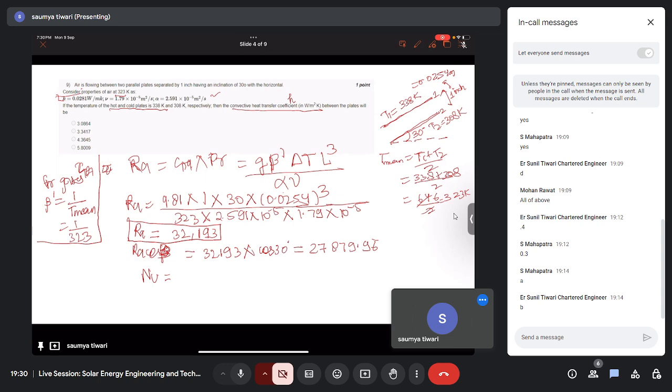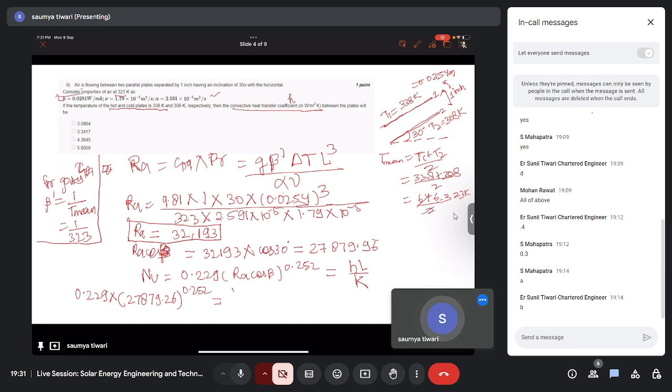If we look into the range, the corresponding Nusselt number correlation will be 0.229 into Ra cos beta to the power 0.252. This will be equal to hL by k. So your Nusselt number, if we put all the values into the equation, will be 0.229 into 27879.26 to the power 0.252.